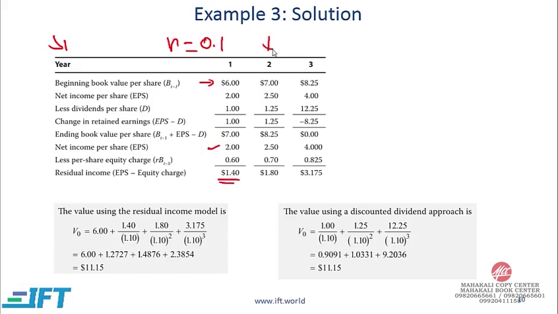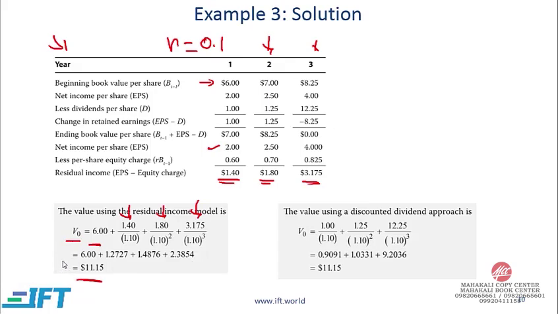Using the same logic in subsequent years, you can come up with the residual income for year 2 and year 3. Then the value of a company using the residual income model is the initial book value, which is 6, plus the present value of all subsequent residual income numbers. And you do the maths and you come up with 11.15.